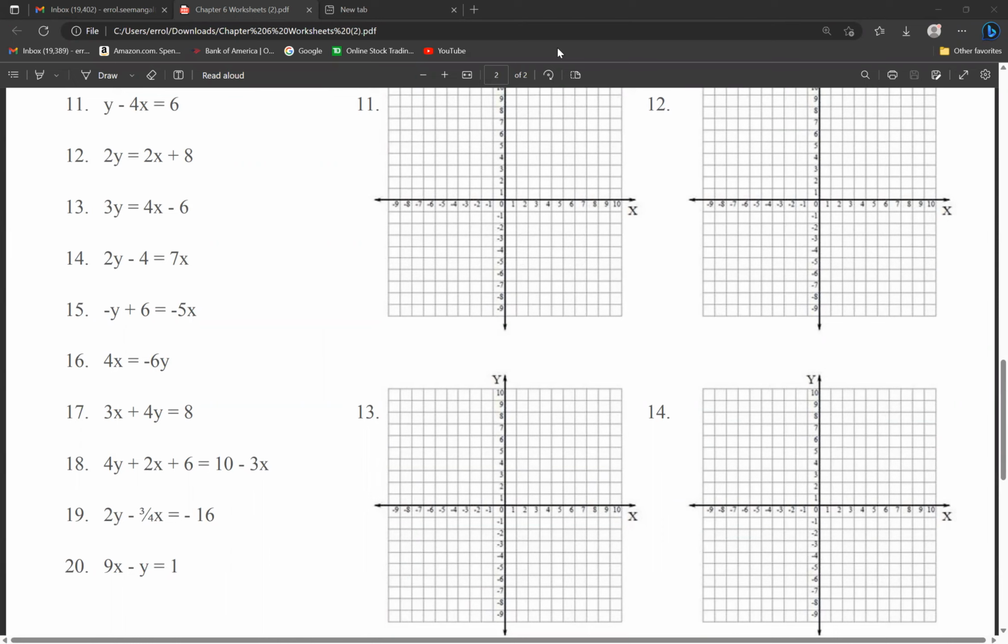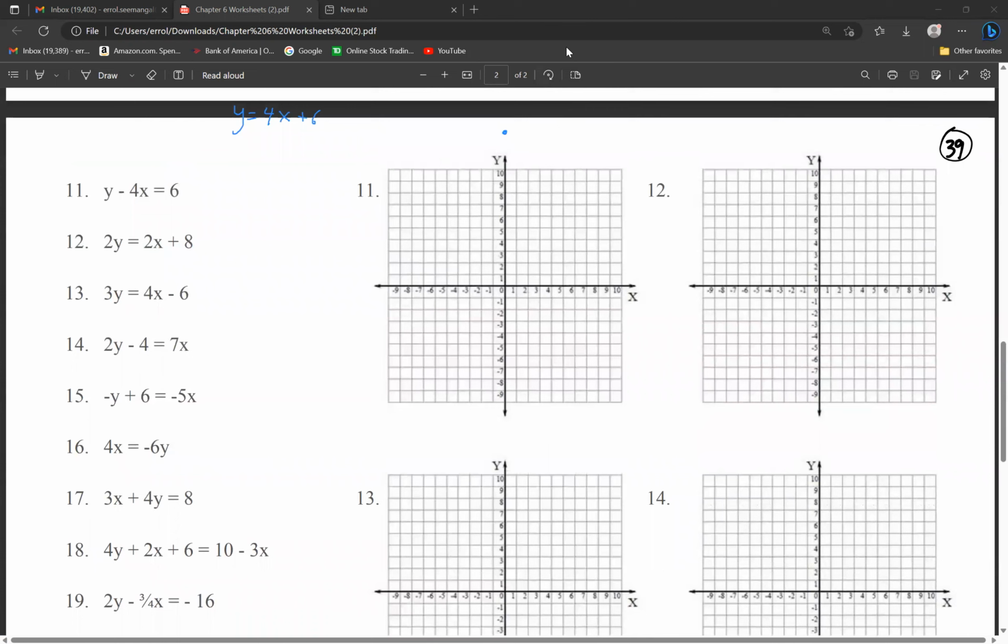All right, tell me what to write for 11. Y equals what? 4x plus 6. Exactly. So where's the first dot on 11? 0, 6. Actually, let me move it up a little bit. Clear all drawings. Okay, so let me write it again. Y equals 4x plus 6. First dot's at 0, 6. Where's the second dot?